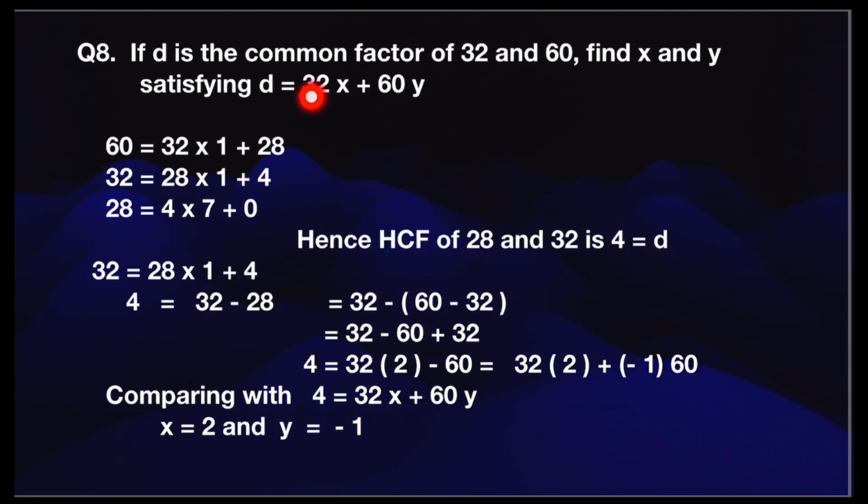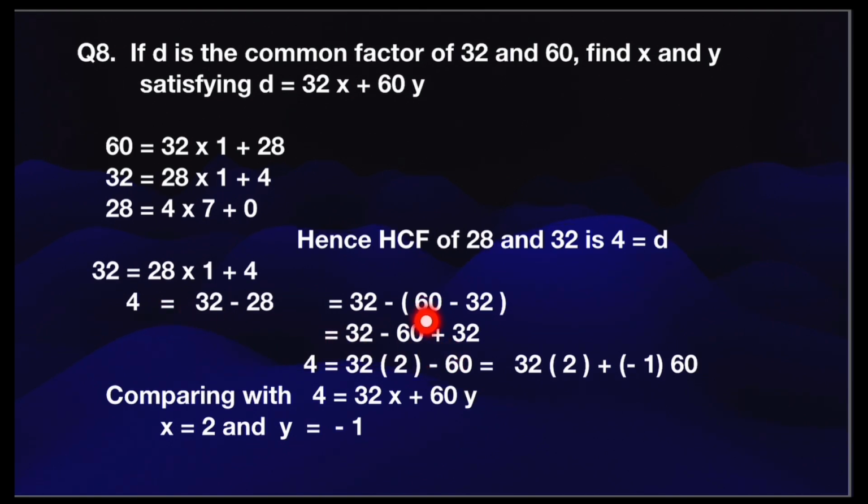So that is equal to D. D is the common factor. So we found out D. Now we have to find out the values of X and Y. So let's take this equation: 32 is equal to 28 into 1 plus 4. So 4 is equal to what? 32 minus 28. Now substitute 28 from here. 28 is equal to 60 minus 32. Open the bracket. You will get 32 minus 60 plus 32. This is equal to 4.